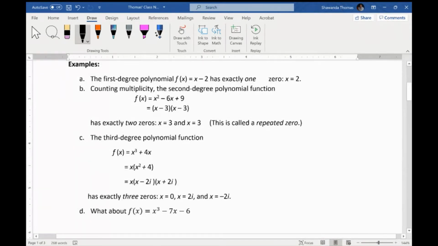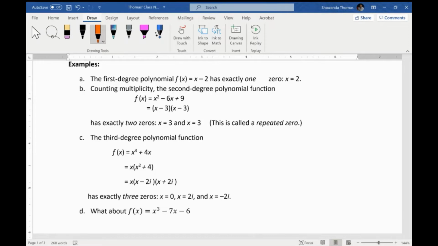This is a random question. How do I know that's a first degree polynomial? The degree is 1, because x is to the first power. We know that. That's the degree, so that's why they call it a first degree polynomial. It has exactly 1 zero.